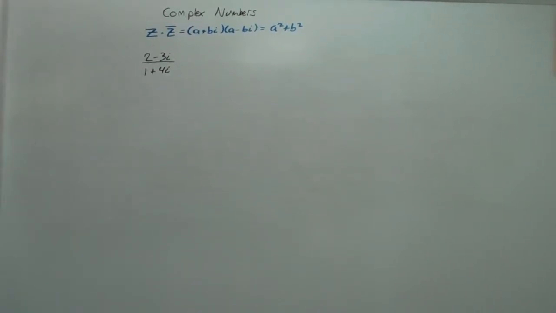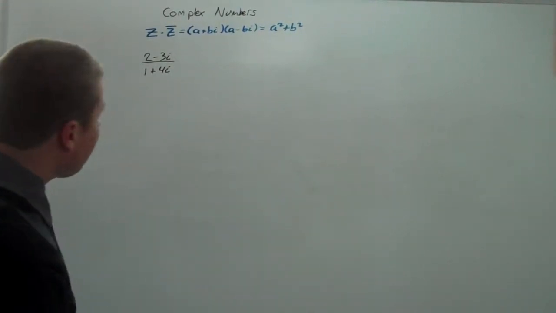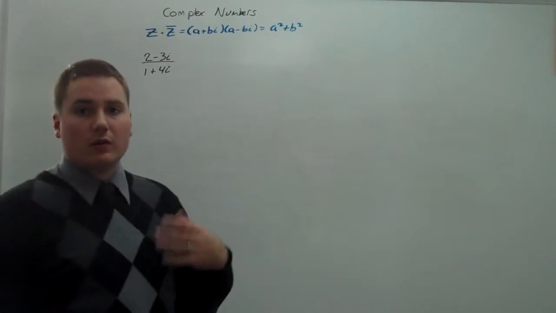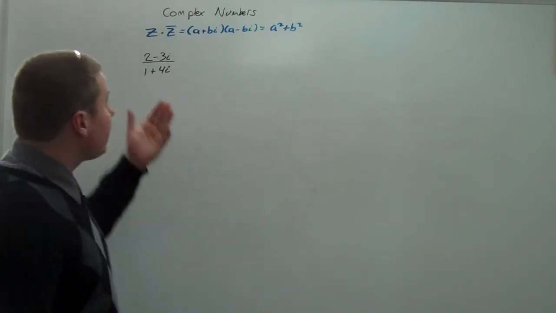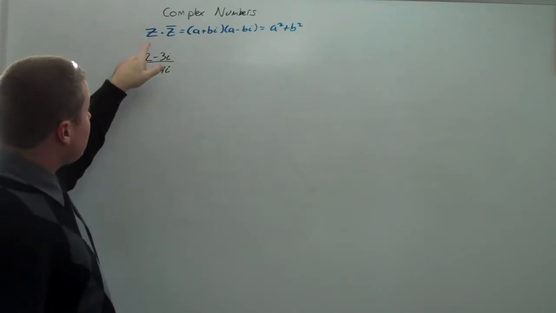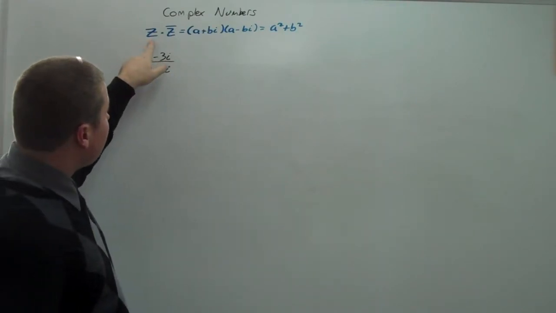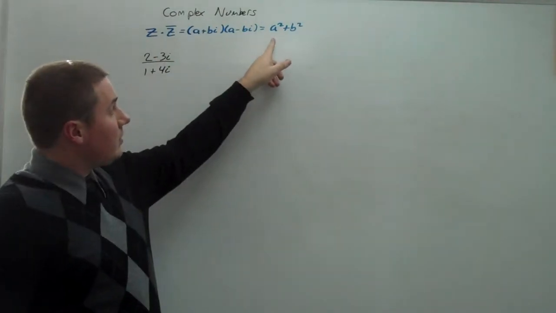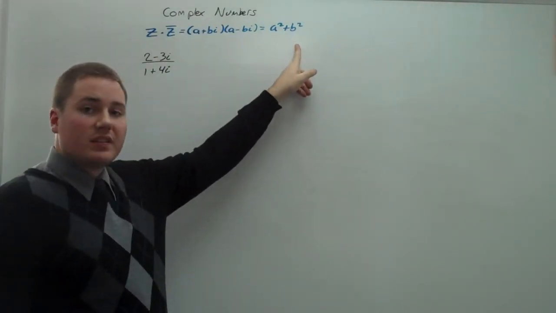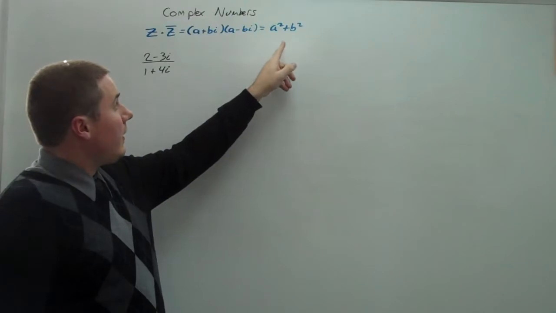Alright, for the next problem, we're going to divide two complex numbers. And again, the overall goal is to express this as an a plus bi. Now I've written a handy formula that tells us if we multiply a complex number by its conjugate, then the result is a real number. We will use this to clear the denominator.